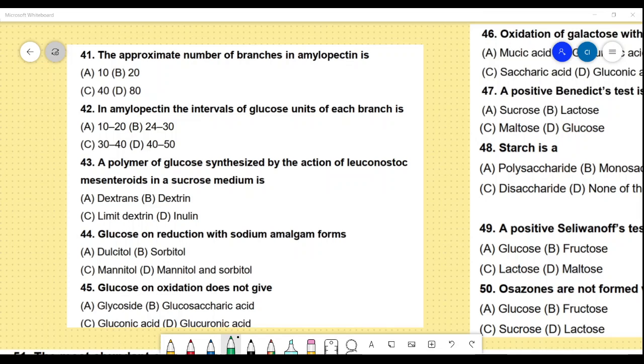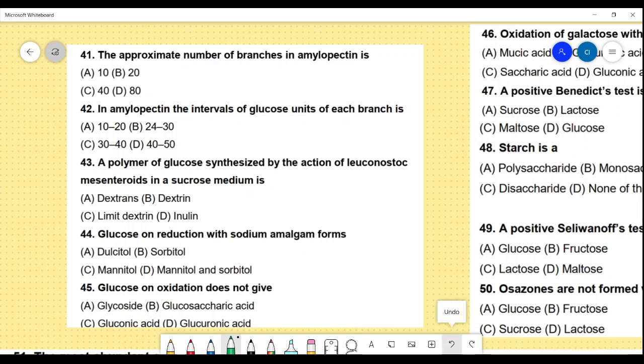Well, here are a few more questions that are connected with carbohydrates. Some of them are not in your syllabus, but for the sake of general knowledge they may be useful for competitive exams. But still, I suggest that you remember these things.